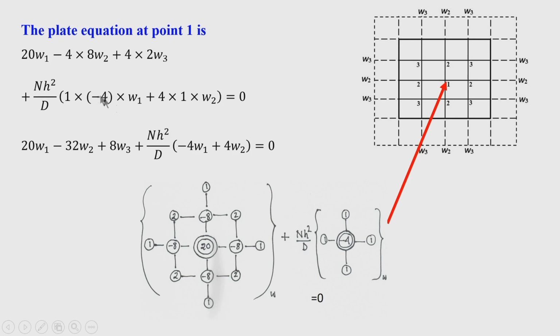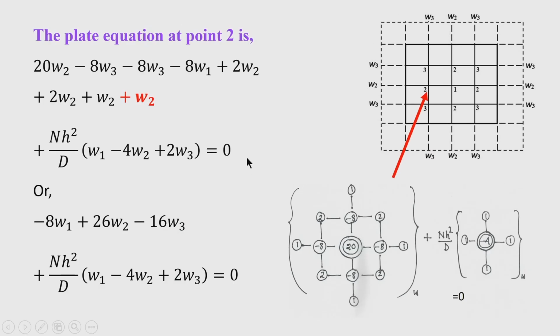The buckling part can now be written: this minus 4 into W1, plus the other terms, which are all the same value W2, so it is written 4 into 1 into W2. So, these equations are now obtained like that. This is equation 1.